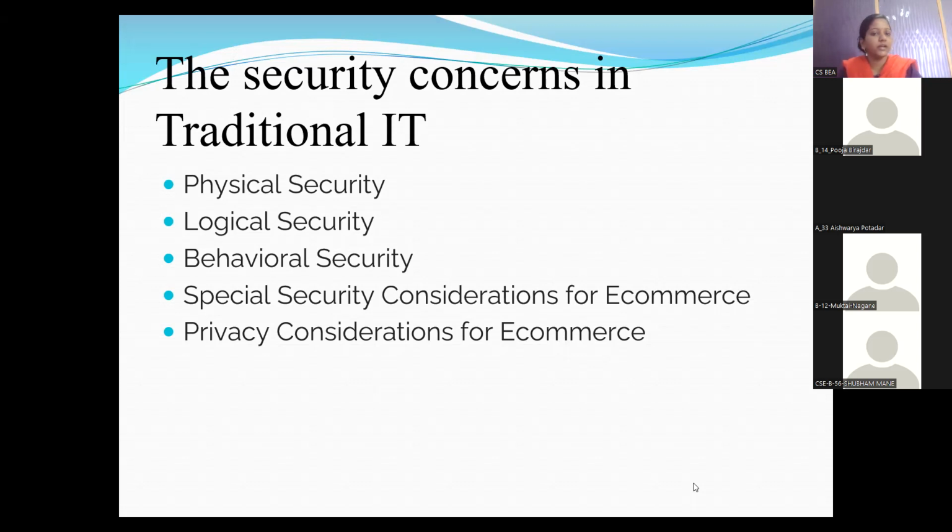So a coordinated policy of security and privacy is essential. It is essential to establish these policies and adhere to them when implementing an e-commerce application. So these are some of the security concerns.